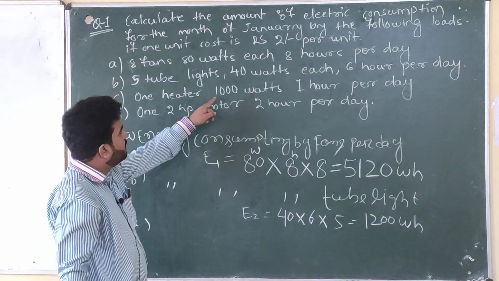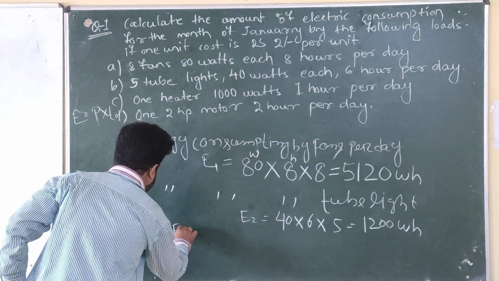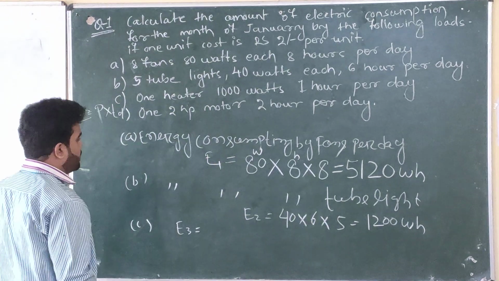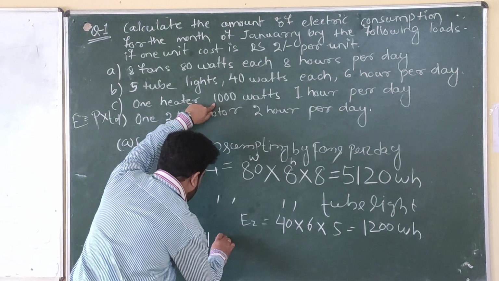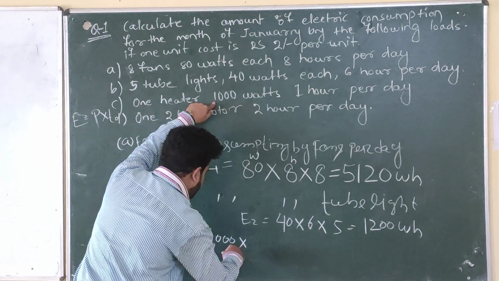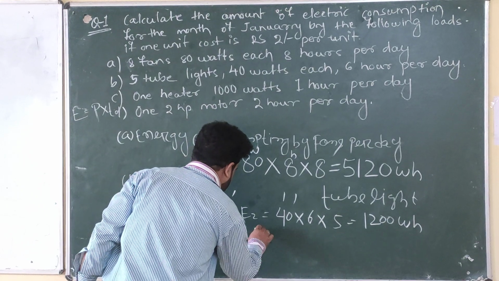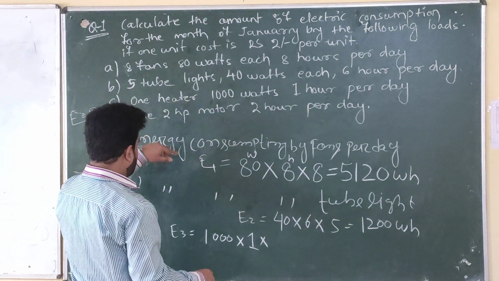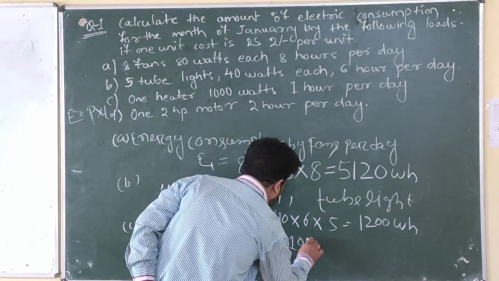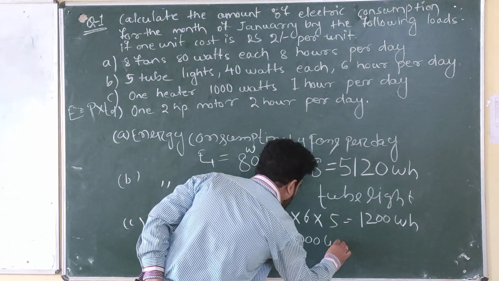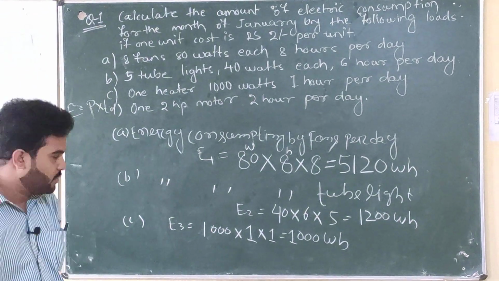Then 1 heater of 1000 watts for 1 hour, so we calculate E3 is equal to P into T. P is 1000 into 1 hour, which is 1, so it is 1000 watt hour. Clear? Okay.